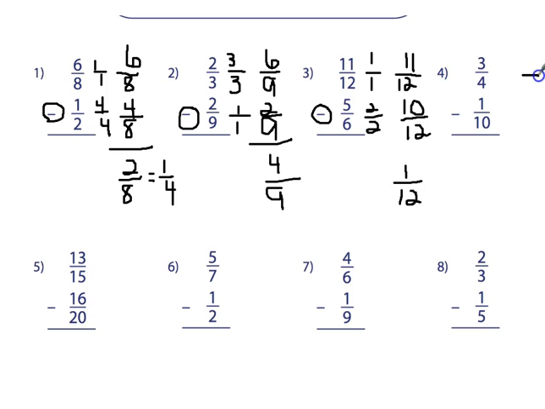And I'm thinking of my 4 table, and I'm thinking of my 10 table. And if I count by 4s, 4, 8, 12, 10 can't go into any of those, so I'm going to keep going. 16, 20. Oh, 10 can go into 20. 4 can go into 20. So 20 is my least common multiple.